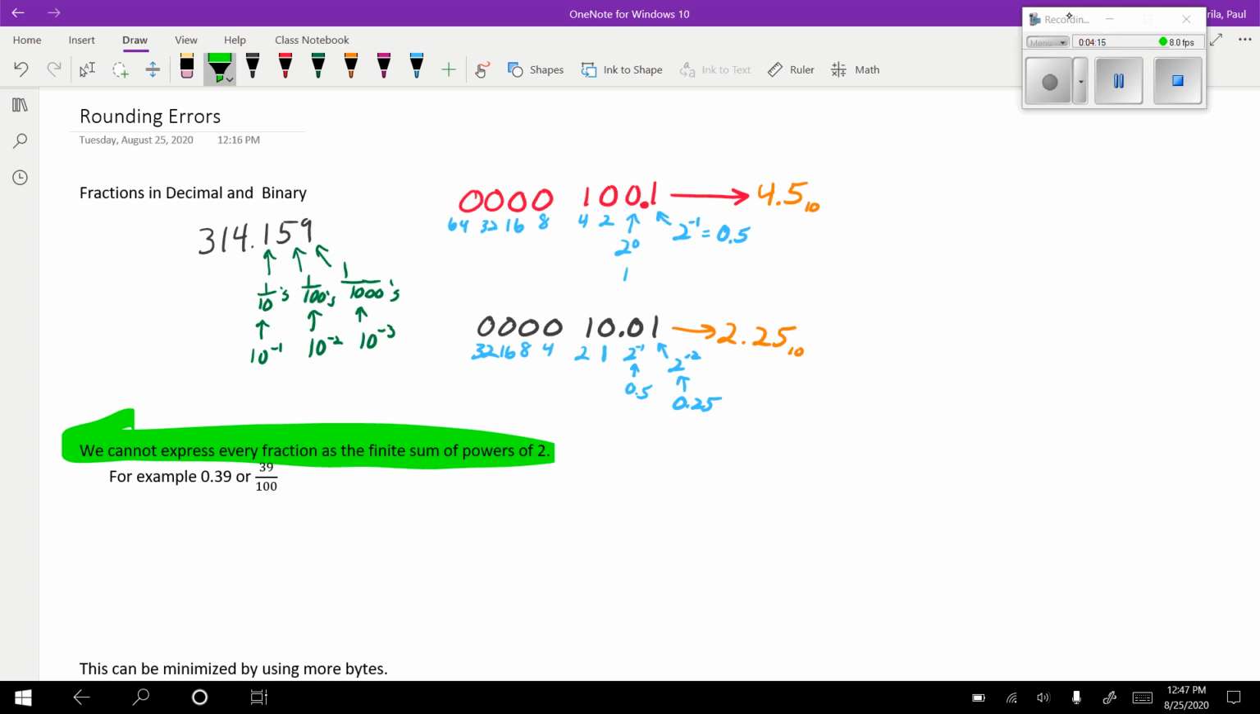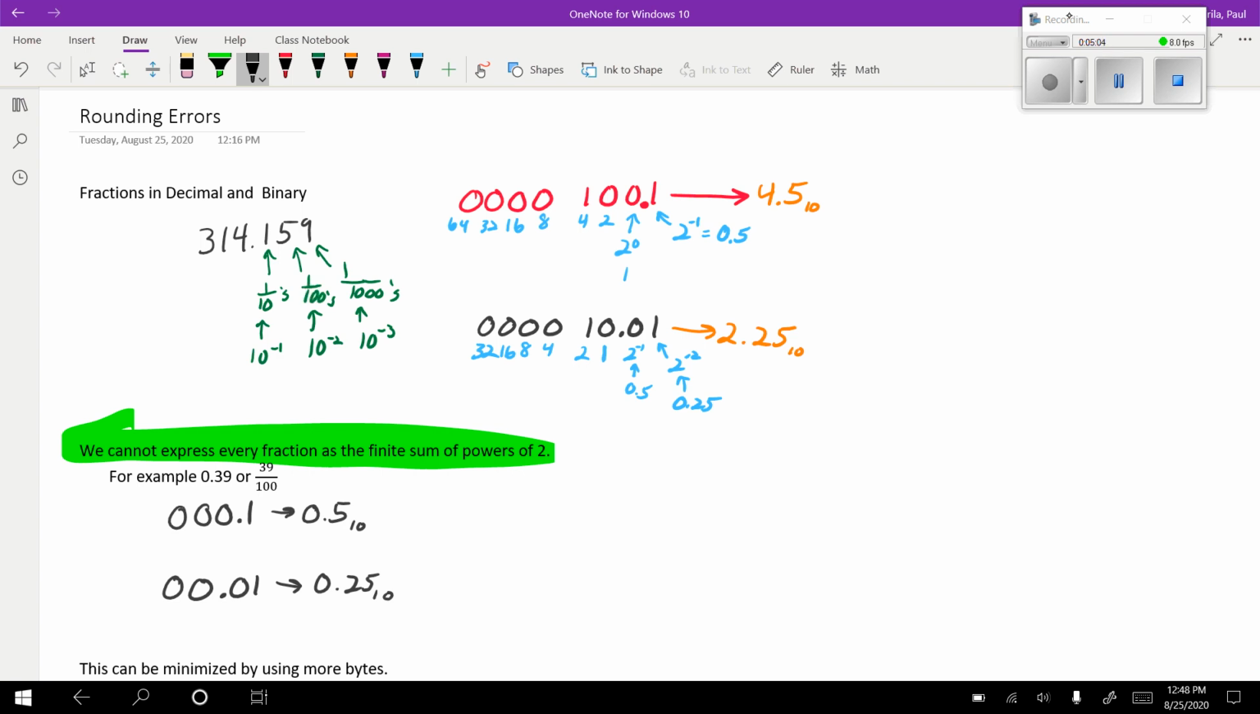So like here, 0.39 or 39 hundredths is going to be somewhere between 0.5 and 0.25. So if I switch to 4 bits, a nibble here, this is the same as 0.5 in base 10. And this is 0.25 in base 10. I can't use more bits very easily here. So somewhere between these has to be the 0.39.